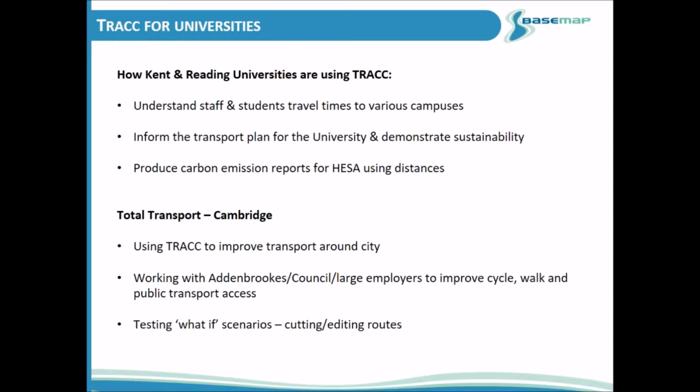So what they did is they plotted all the postcodes of staff and students, and then they generated travel times via public transport, walking and cycling. And that gave them a really strong and robust evidence base that they could then use to inform the transport plan for the university and work out areas where it could be improved as well.